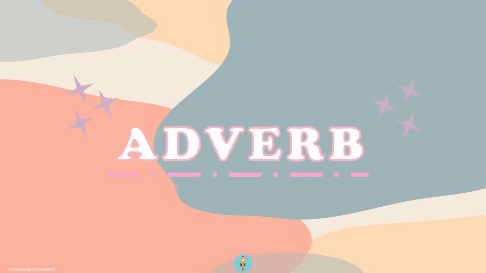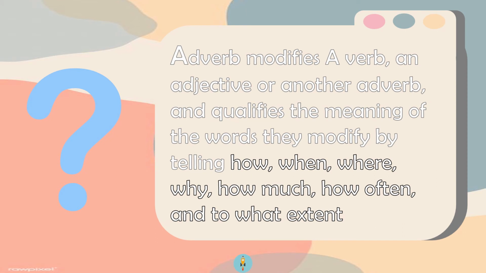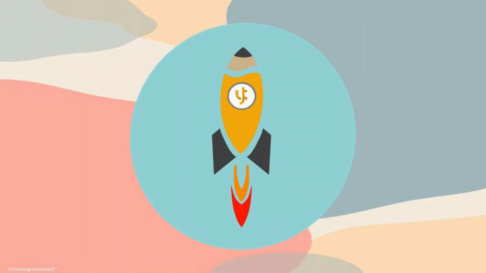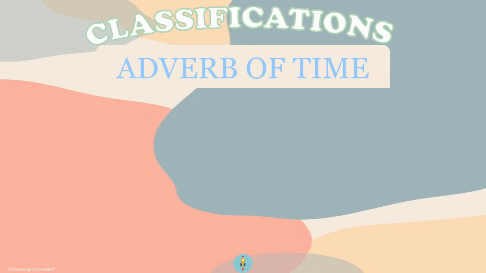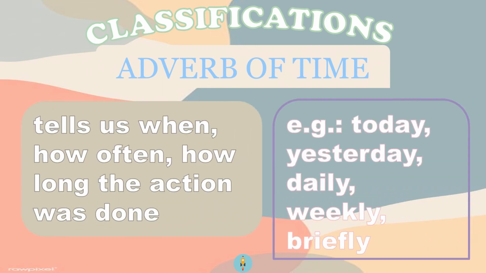Now let's go to adverbs. An adverb modifies a verb, an adjective, or another adverb and qualifies the meaning of the words they modify by telling how, when, where, why, how much, how often, and to what extent. There are 4 classifications of adverbs, first of which is the adverb of time, which tells us when, how often, and how long the action was done.